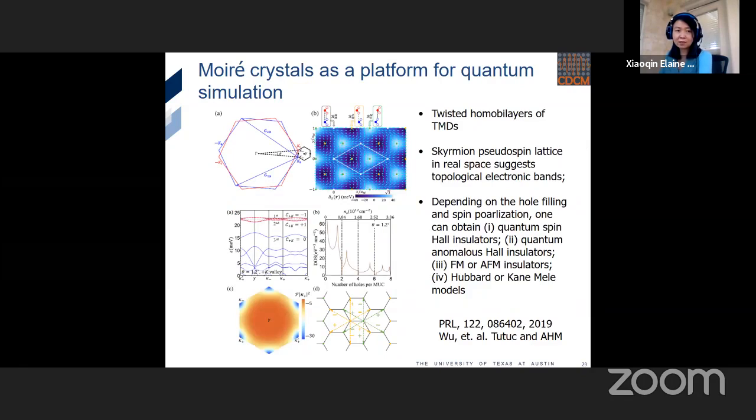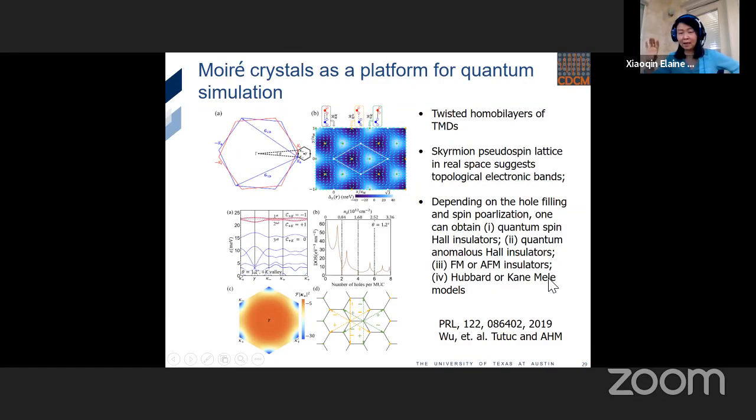But another very interesting direction is quantum simulation. Of course, the cold atom people have been doing quantum simulation for a long time, but Moiré superlattice is in between the optical lattice and the real material because of the length scales. The length scale we have is 10 nanometers, and the energy scales are also very different. So you can take these Moiré superlattices, and the theorists are having a lot of fun. You can simulate quantum spin Hall insulator, ferromagnetic states, antiferromagnetic states, or the Hubbard model. There are many things you can simulate.